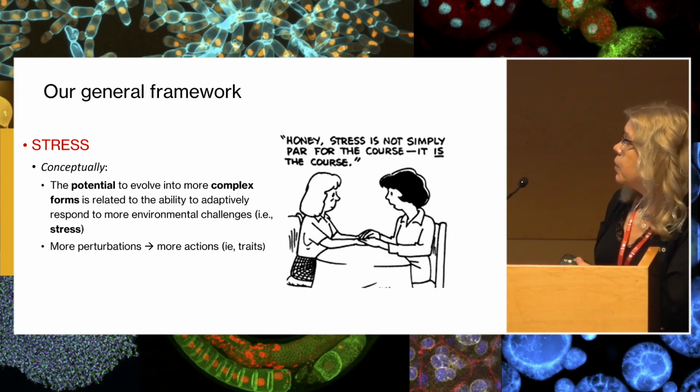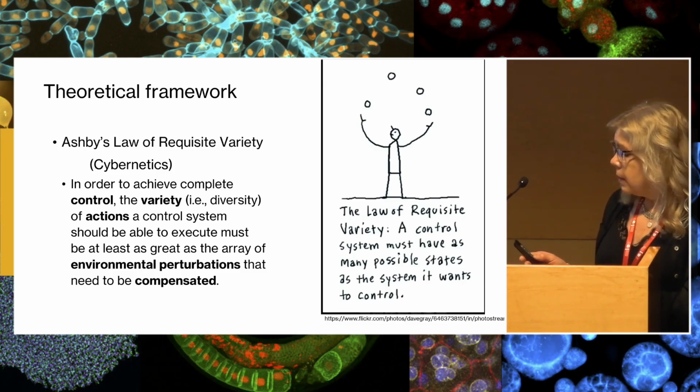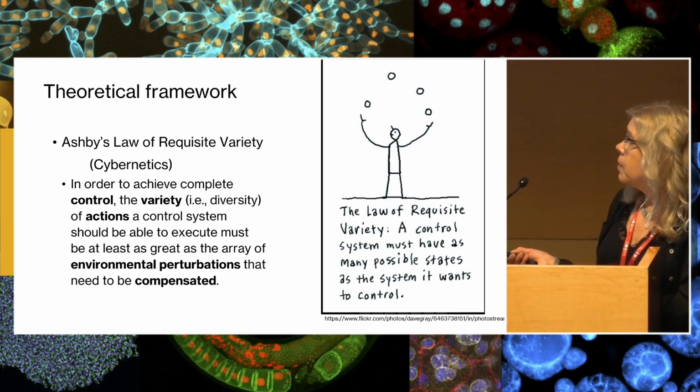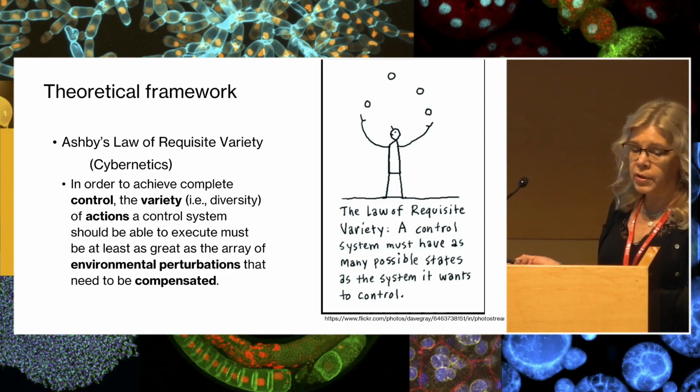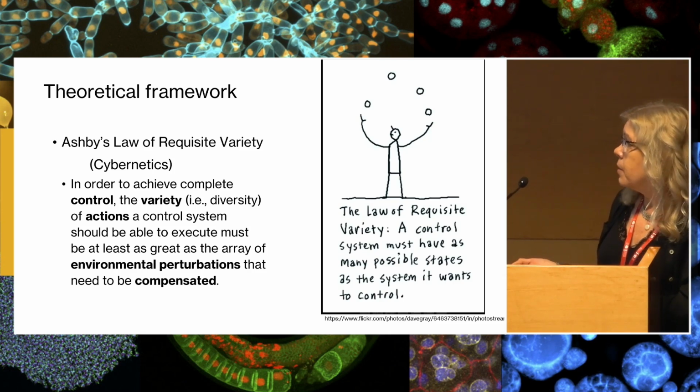And this idea comes from this principle or law in cybernetics that basically states that in order to achieve complete control, the variety or diversity of actions a control system should be able to execute must be at least as great as the array of environmental perturbations that need to be compensated.